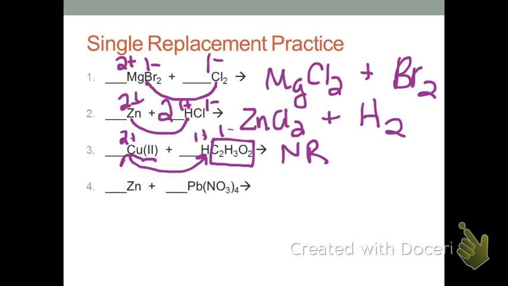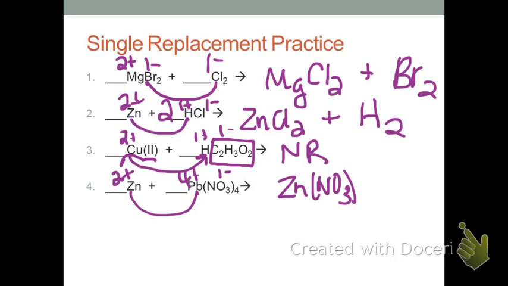The last one, zinc is a 2 plus. Lead, in this case, if you look, nitrate's a 1 minus, which means the lead is a 4 plus. Switch the 2 positives, you end up with Zn(NO3)2 plus Pb. Pb does not get a 2, it's not diatomic. You end up balancing it, you need a 2 here. You need a 2 in front of the zinc, and then you need a 2 over here in front of the other zinc.